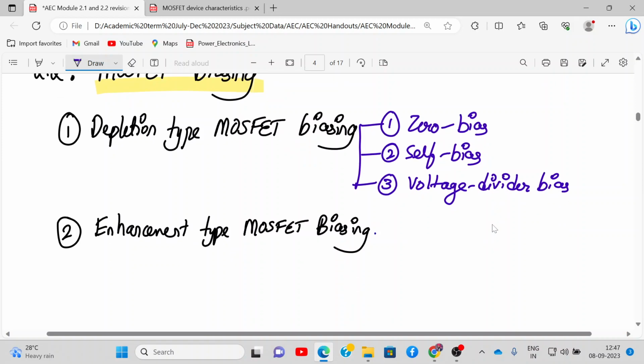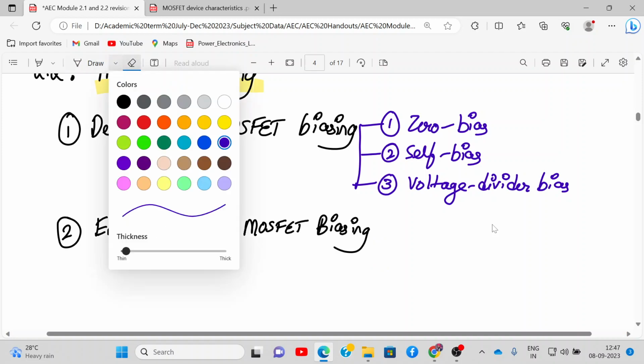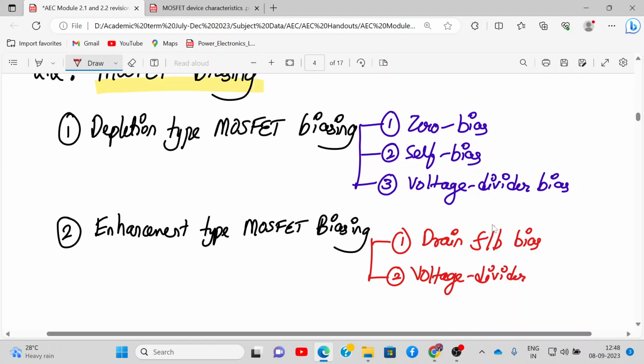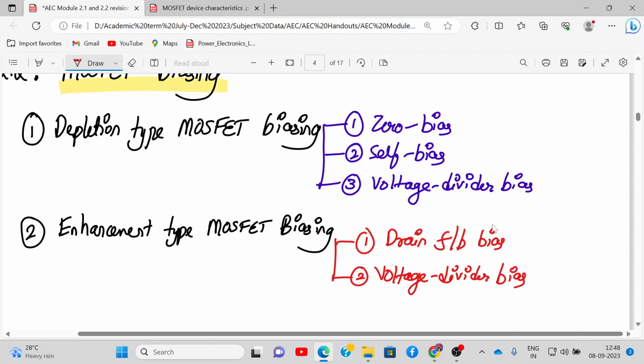Here in enhancement type MOSFET biasing we have two types. First will be drain feedback bias, and second is voltage divider bias. Got it? So we have to analyze them and solve numericals on it. So this will take around another 1.5 hours.